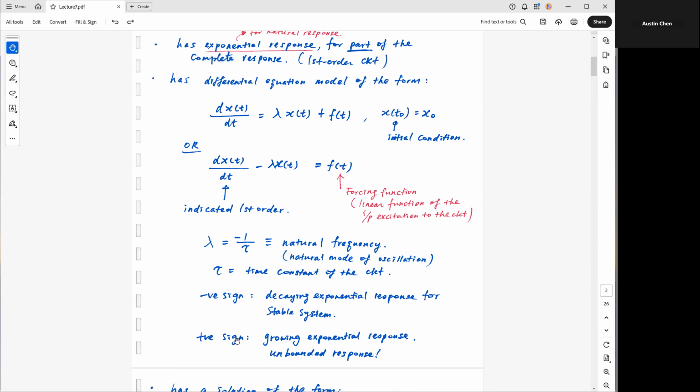Now, on the opposite end, if I have lambda that is larger than 0, or positive, then I have a growing exponential function. So as the time goes by, the system is going to keep going up. It's going to blow up. So the response is going to become unbounded, leading to instability.